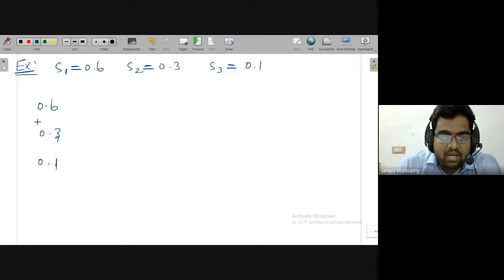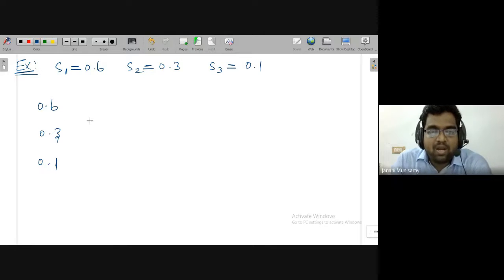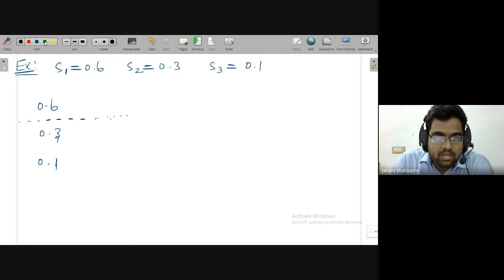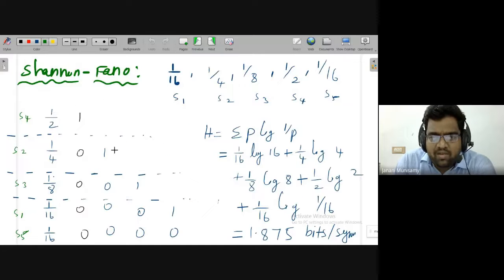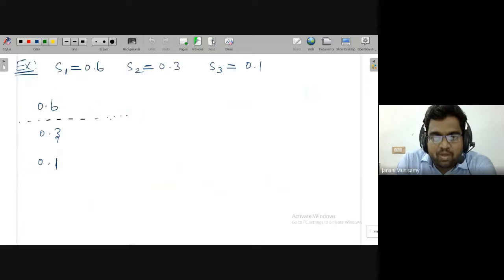Then divide this into 2 halves. Here you may not get equal halves, but mostly you have to divide into 2 halves in such a way that the difference is minimum. So 0.6, this is 0.4, the difference is 0.2. Then apply the coding. Either 0, 1 or 1, 0, you can apply anything. Here we are applying 1, 0, same we will follow. So here 1, here 0.